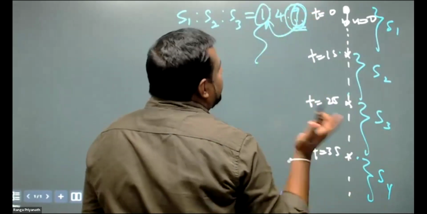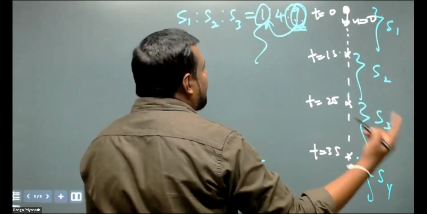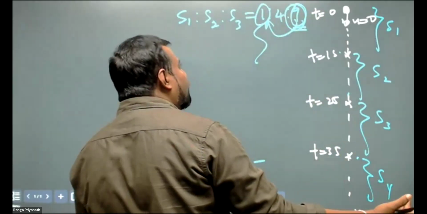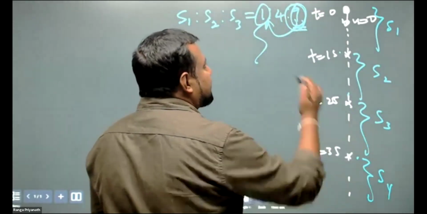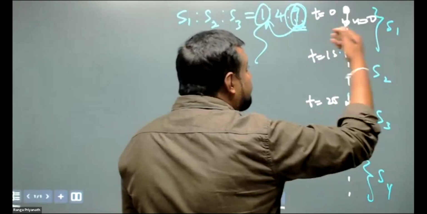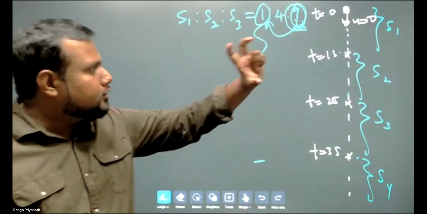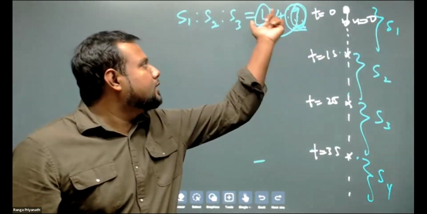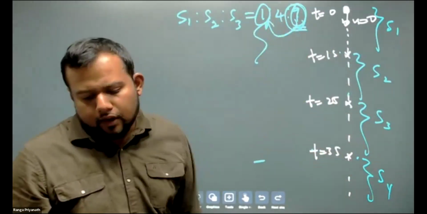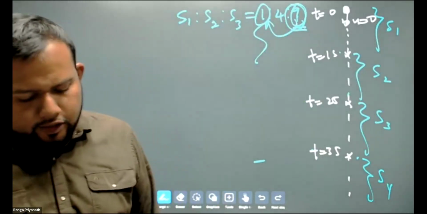In the same question, during the second second it travels 4 floors, and during the third second it travels 9 floors. Each and every floor has equal height. So during the third second it travels 9 floors means during the first second it travels only one floor. It's a small tricky question.